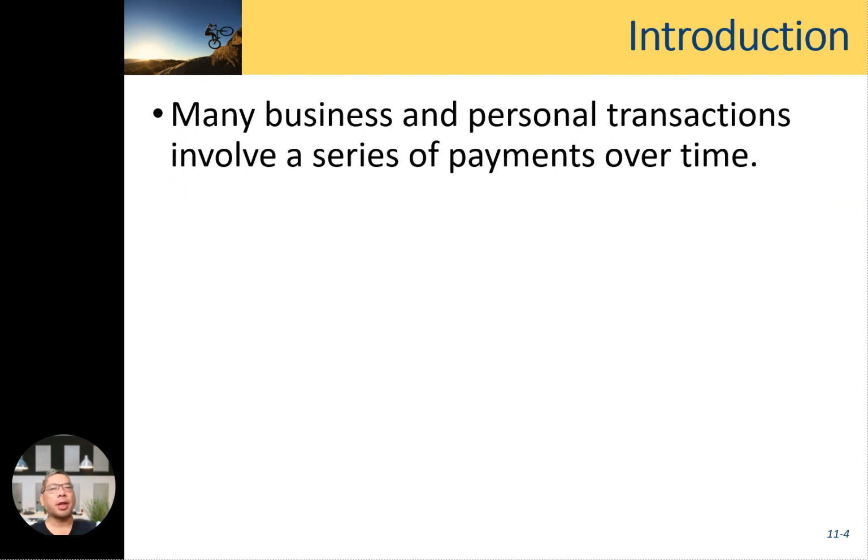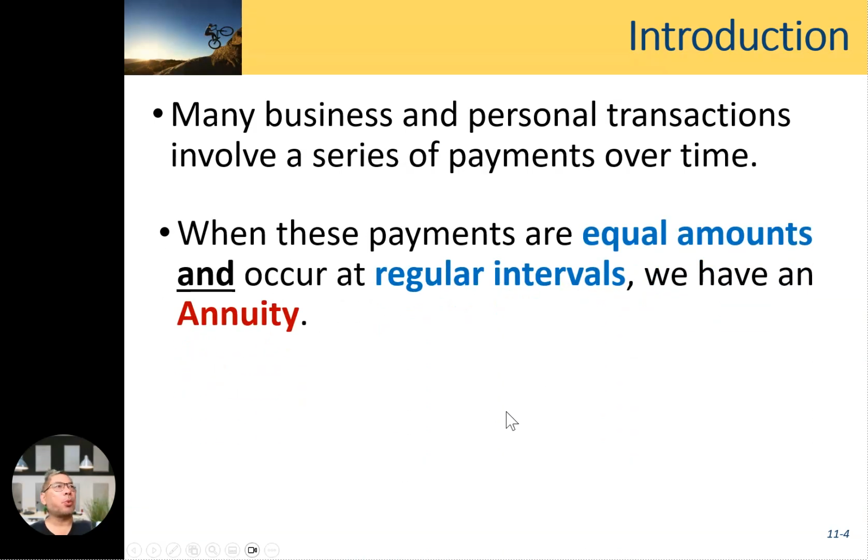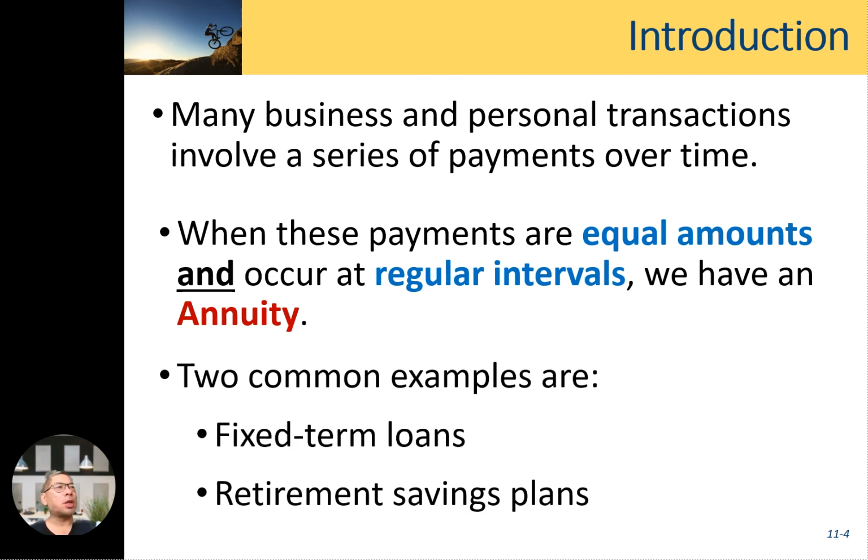All right, let's start this. Many business and personal transactions occur over time. This happens when these payments are equal amounts and occur at regular intervals. The key part here is equal amount and regular interval. That's called an annuity. Common examples are a fixed term loan and a retirement savings plan.